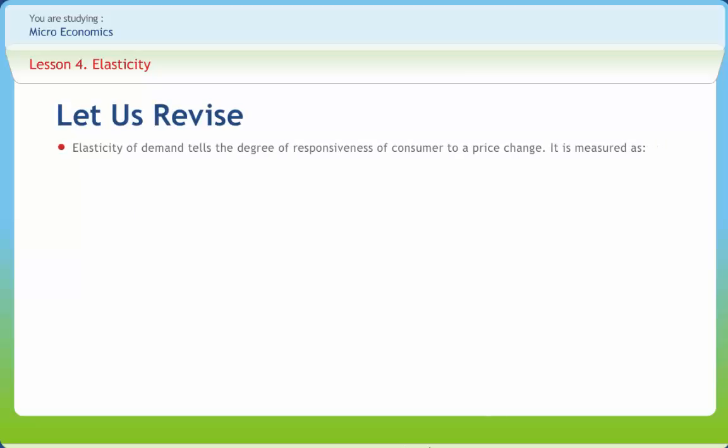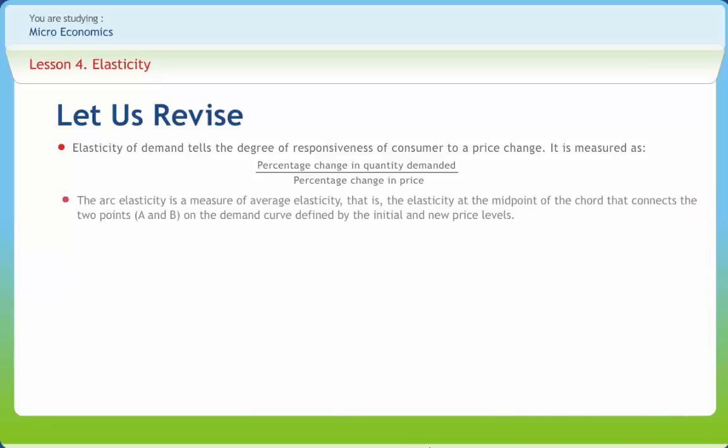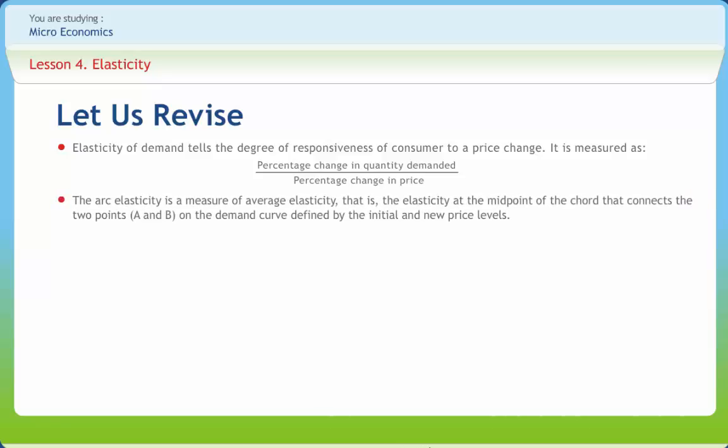Elasticity of demand tells the degree of responsiveness of consumer to a price change. It is measured as percentage change in quantity demanded divided by percentage change in price. The arc elasticity is a measure of average elasticity, that is, the elasticity at the midpoint of the chord that connects the 2 points A and B on the demand curve defined by the initial and new price levels.